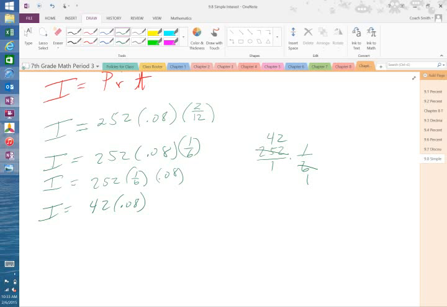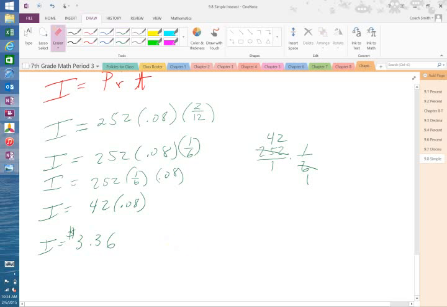If you didn't change it to 1/6, you would still have the same 42. Because here's why. I would be dividing 12 into 252. 12 goes into 252 21 times. Then I'd have a 2 right there that I'd still have to multiply it by. So it'd be 21 times 2. So it'd end up being the same thing. All right, 42 times 0.08. Okay, what is that? 3.36? Okay, $3.36. Now, that's the interest. So the interest is $3.36.